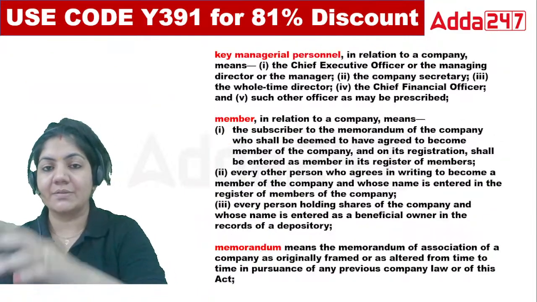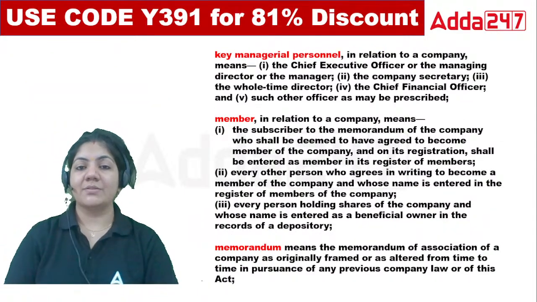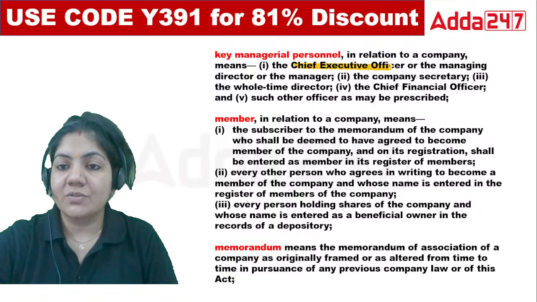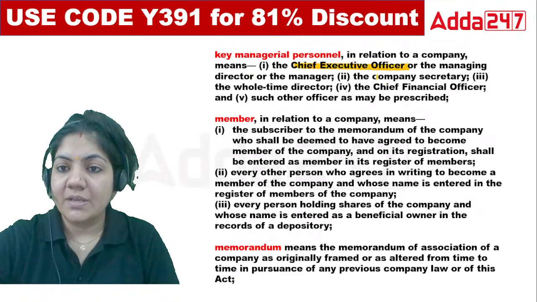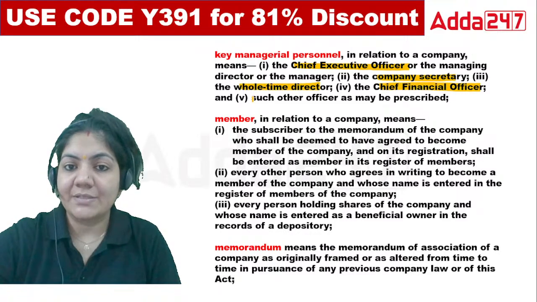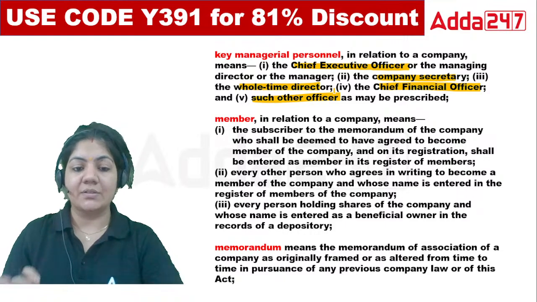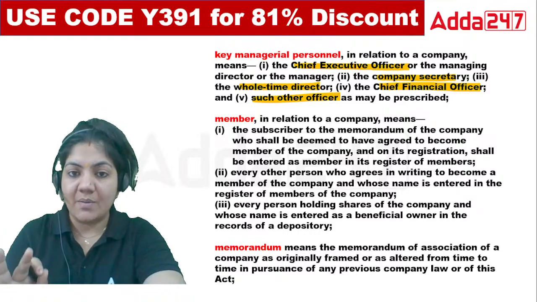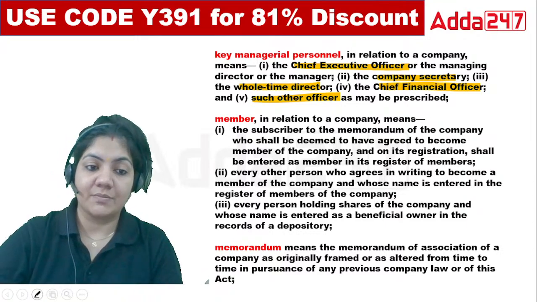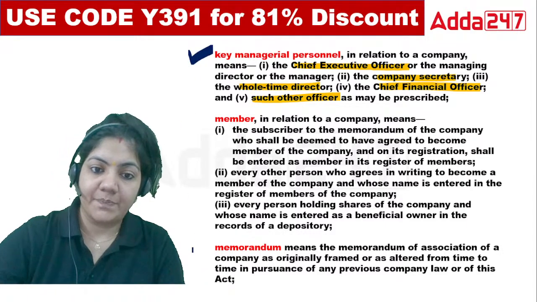Okay. Next. What is key managerial personnel? Key managerial personnel is basically the Chief Executive Officer, Company Secretary, Whole-time Director, Chief Financial Officer, and such other officer. So these are the five personnel that come under key managerial personnel. This is important.